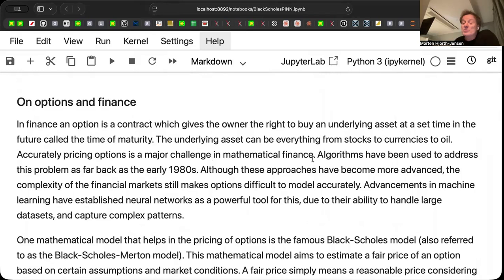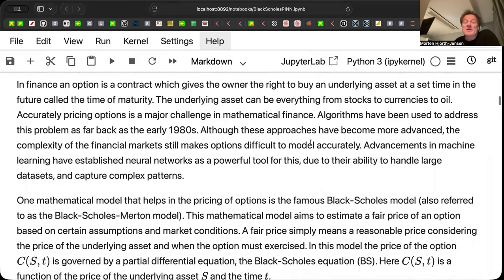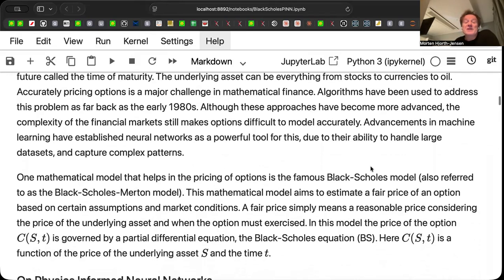And there are several algorithms which have been used to address this problem as far back as the early 80s. Although these approaches have become more advanced, the complexity of the financial markets still makes options difficult to model accurately. And advancements in machine learning have established neural networks as a powerful tool for this, due to their ability to handle large data sets and capture complex patterns. So in the last years, there's been a lot of research in what you might call financial engineering.